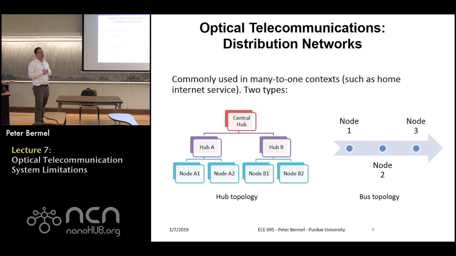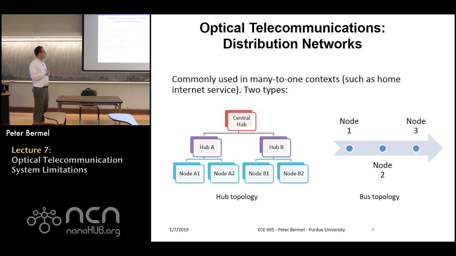And there are not just point-to-point links, but many other types of topologies out there. Another type is actually two types of distribution networks. Here, the concept is that you have to communicate with, say, a bunch of people in a neighborhood. Home internet service is a good example. Many of you have probably experienced this in your own home. There are two different topologies that are most popular.